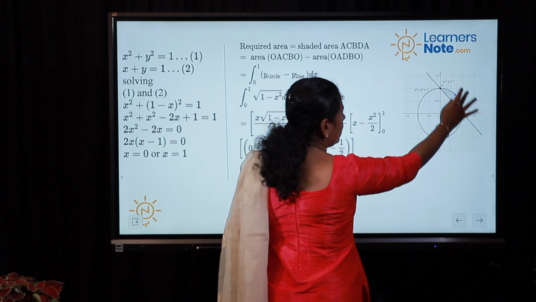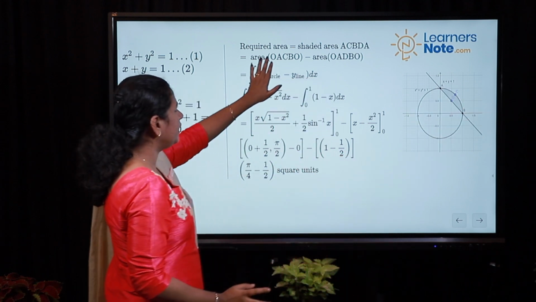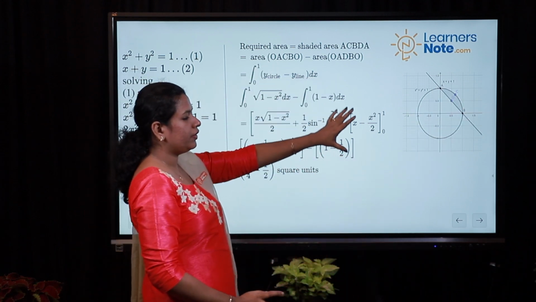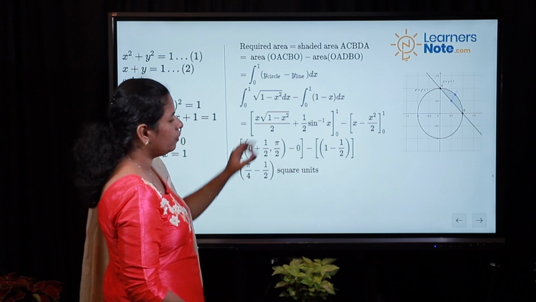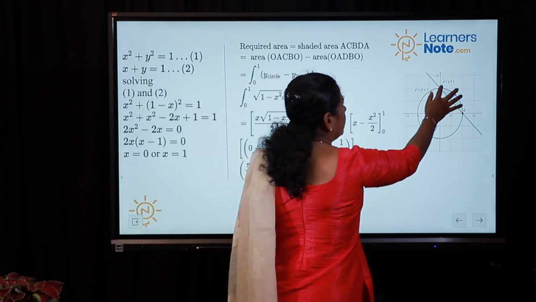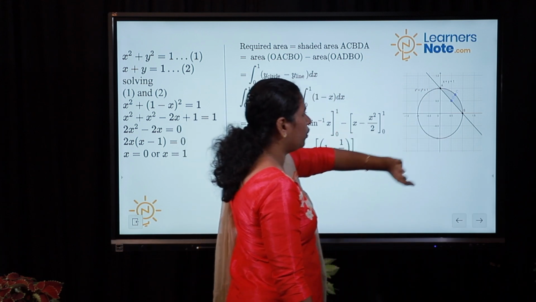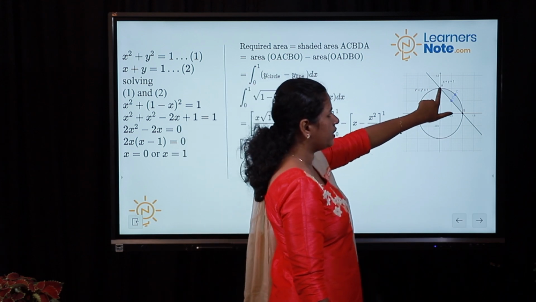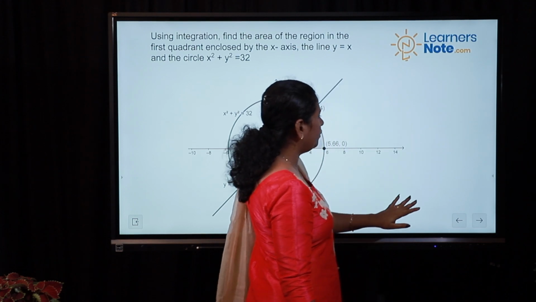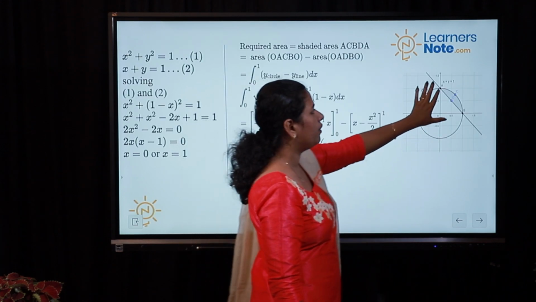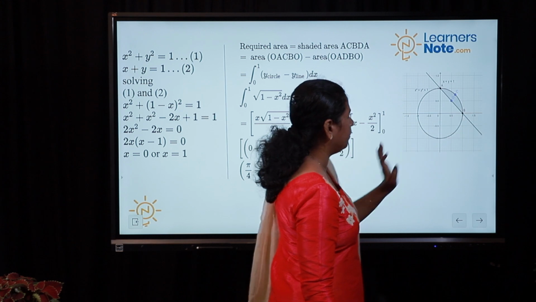The first curve is our circle. So for finding the area under the circle, I am integrating with respect to the x-axis. So I have to find the point of intersection. These are the points of intersection. Okay, so I just found out the point of intersection. The points of intersection are A and B.